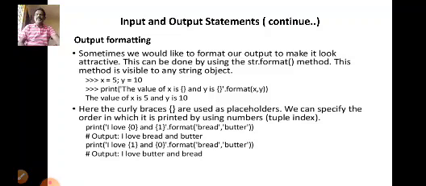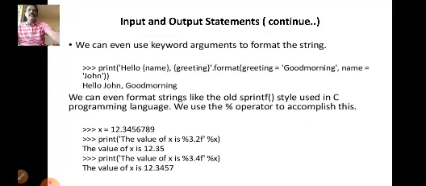Okay, print I love, within the curly brackets 0 and 1, format bread, butter. Output: I love bread and butter. So print I love with 1 and 0, format bread and butter. Yes, I love butter and bread. Okay, like that we printed the values on the screen in Python.